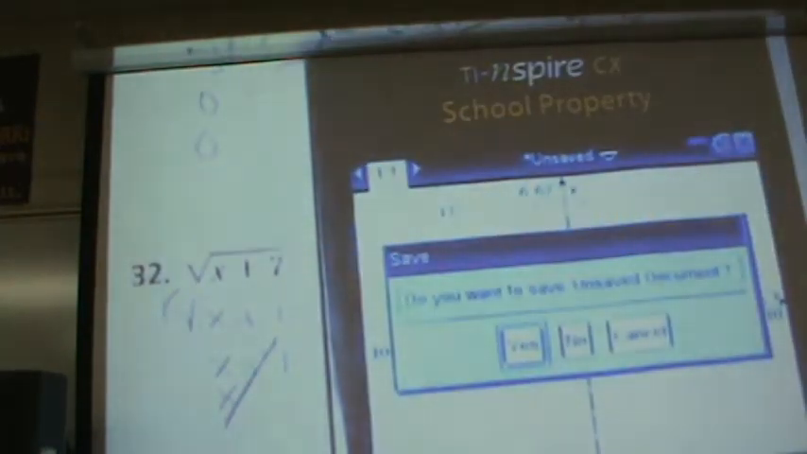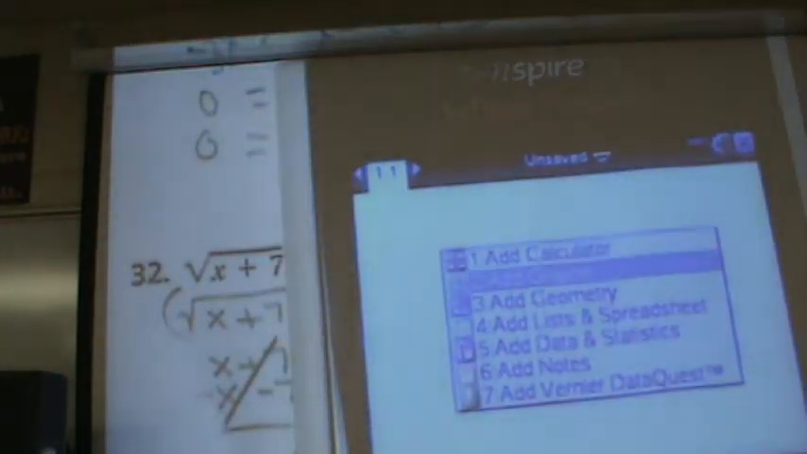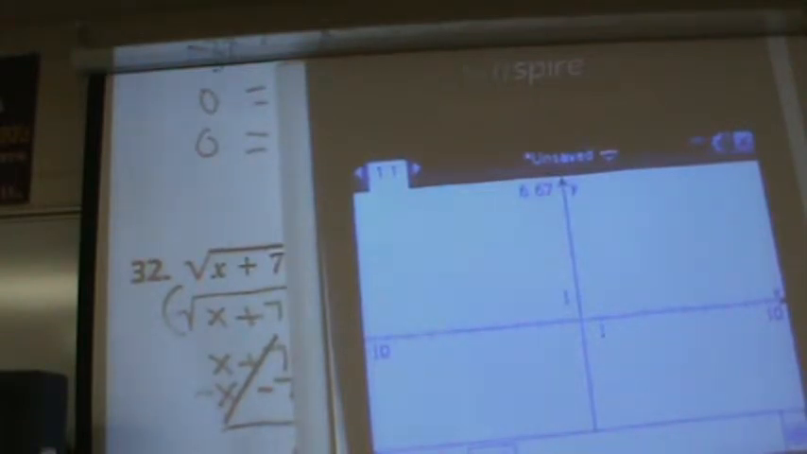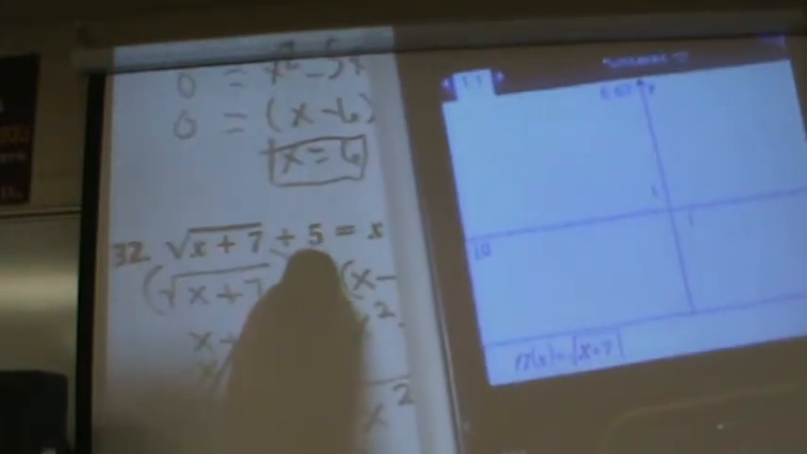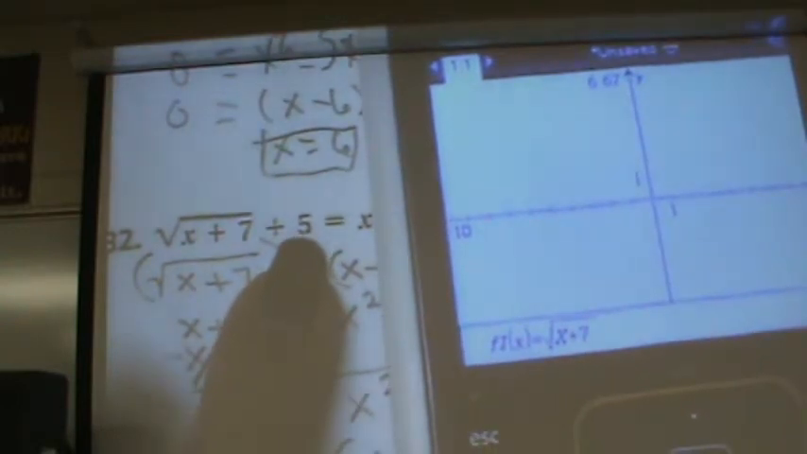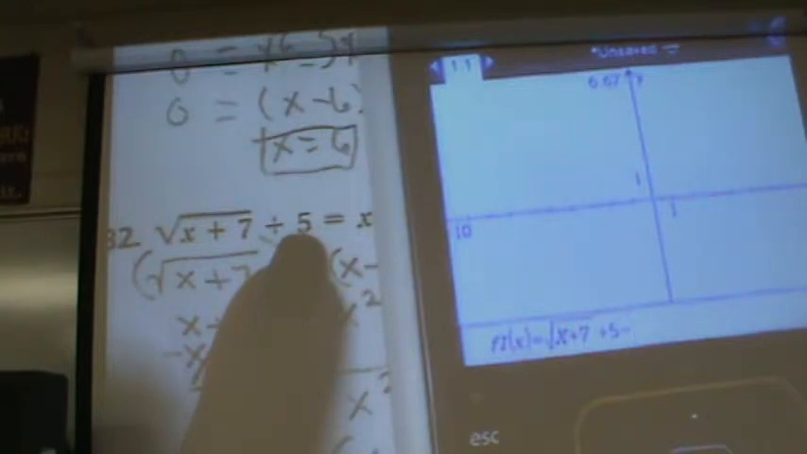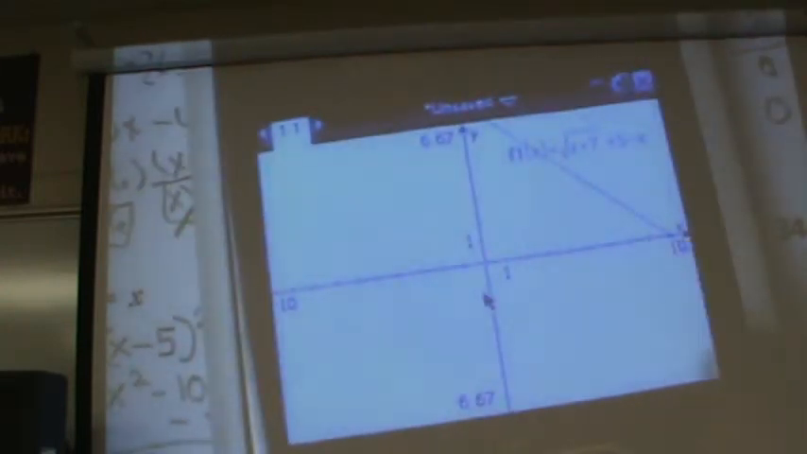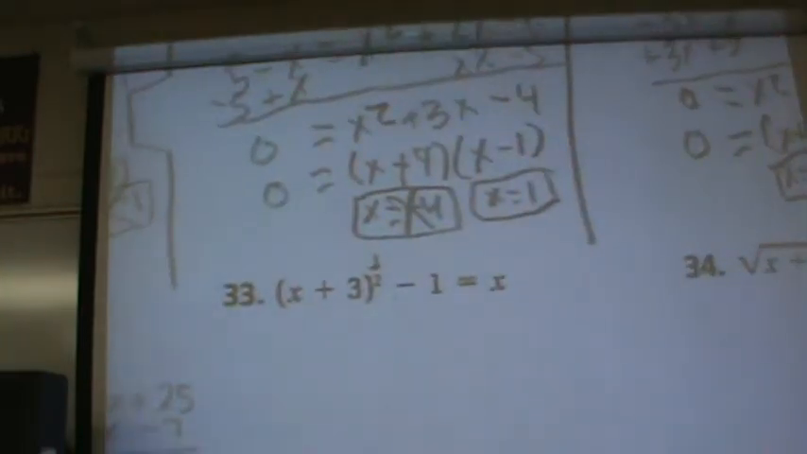We're going to add a graph. And what should I type in my calculator? The square root of x plus 7, and then bump yourself out of that radical, and then what? Plus 5, and then minus x. And when I graph it, I should get my answer, which is 9. That's 9. And I would hit menu, analyze graph, zero, and so forth.